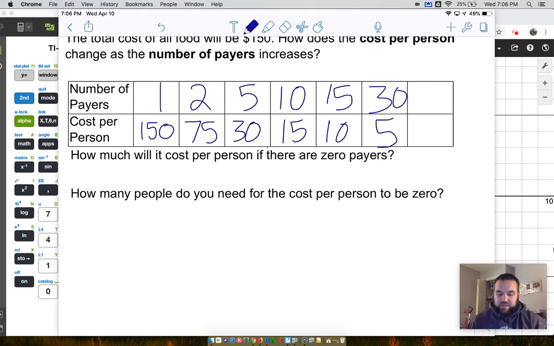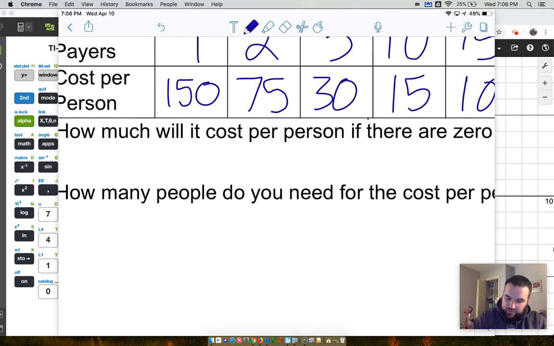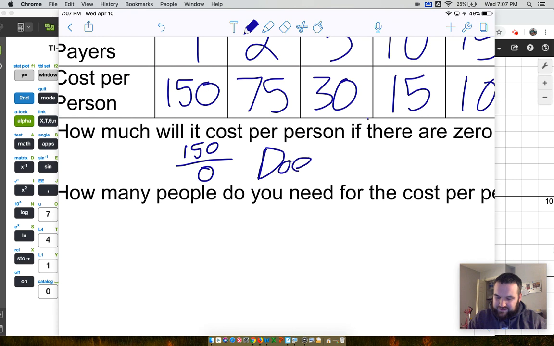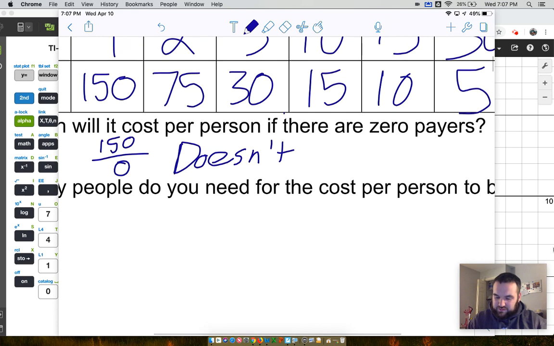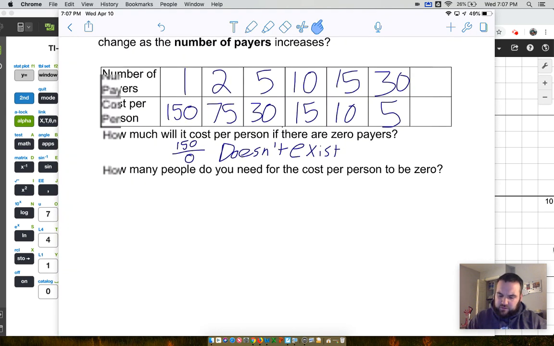How much will it cost per person if no one is willing to pay? If there are 0 people paying, how much will it cost each person? Well, that'd be like saying I'm going to take $150 and split it amongst 0 people. Not possible. It doesn't make sense to say how much does each person pay if no one's paying. So this doesn't exist. This is impossible. That doesn't really even compute.